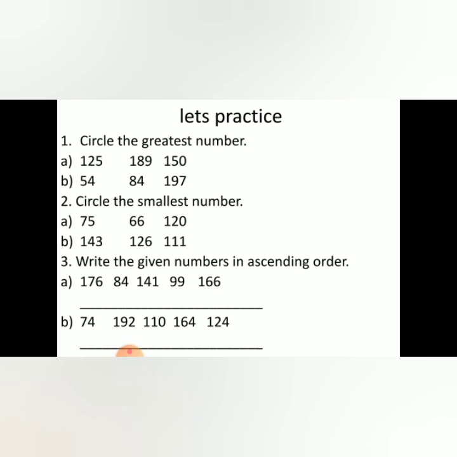Now let us practice this. The first question is to circle the greatest number. In the first one, whichever number is greatest, that you will be circling. The second one says circle the smallest number. The smaller number you have to circle by looking at the place value. And the third one is write the given numbers in ascending order. So these are some numbers which you have to arrange in ascending order, that is small to big.